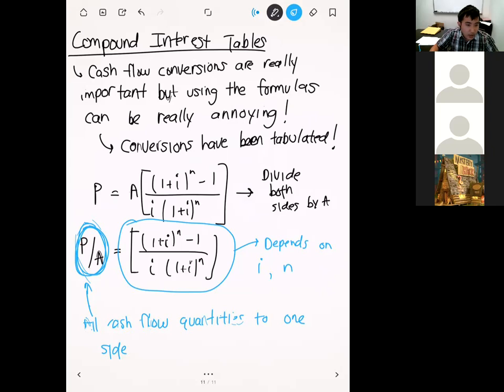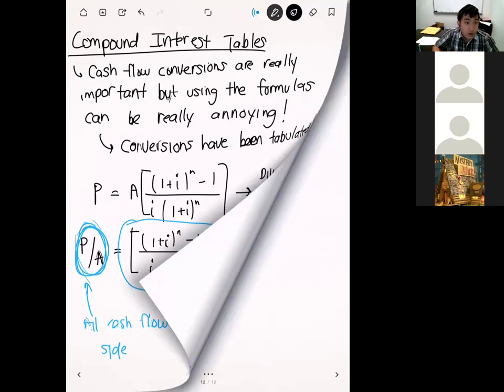And so let me give you a drawing of what they look like on the next page, and then we'll redo a calculation that we did before with the compound interest tables, and we'll see that it's a lot easier than actually plugging in the formulas. Okay. All right. Any questions on this?